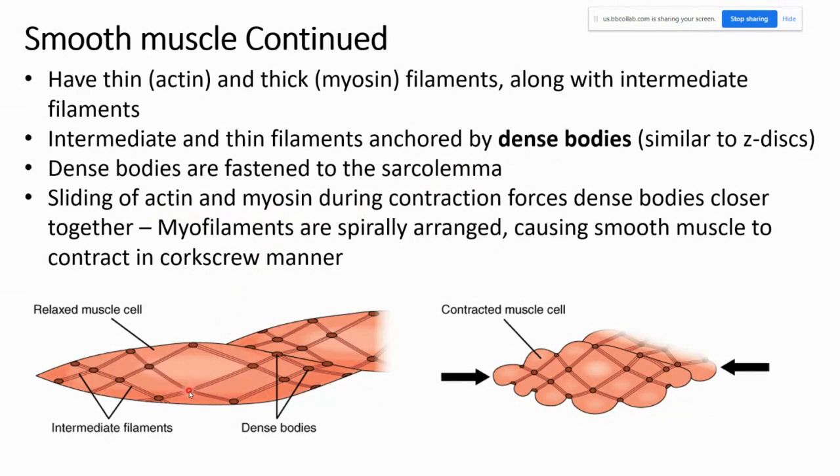So when actin and myosin slide against each other, it pulls on the intermediate filaments, which pulls these dense bodies sort of in a corkscrew manner, wringing out, right, the smooth muscle that's in our organs. So dense bodies instead of Z discs, and in addition to actin and myosin, smooth muscle has one more myofilament, called intermediate filaments.